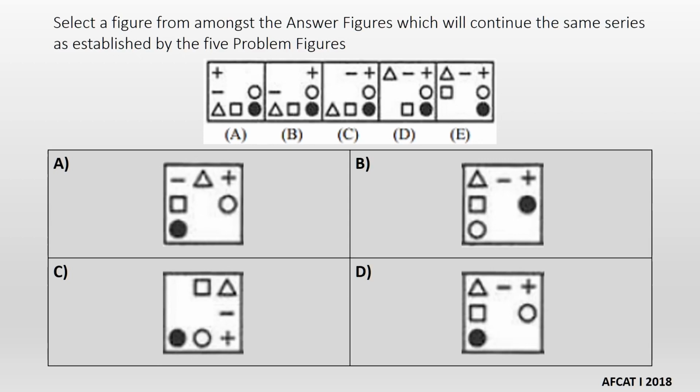So in A, B, then in C it happens, then in D the triangle shifts toward minus, and in E the square shifts towards triangle. So what should be the next? And next, the dark circle should be shifting towards the square. D and A seems to be correct. However, D is correct because of the position of triangle and minus.